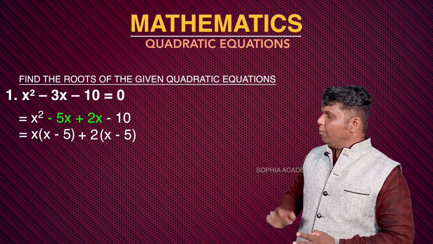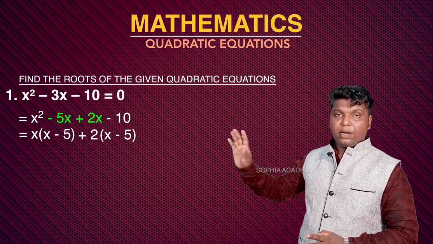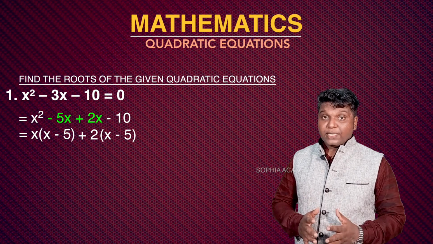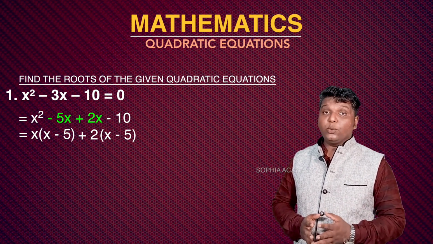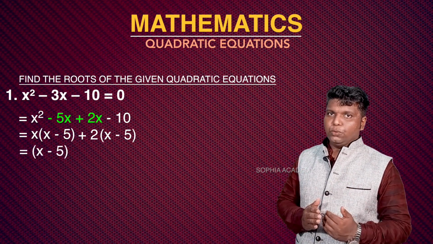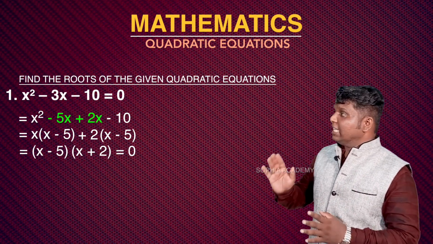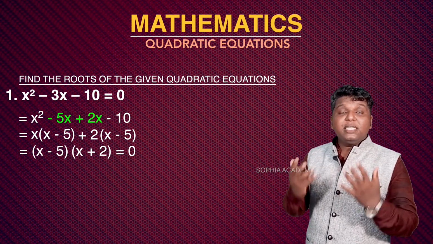Now, here you can see x minus 5 is common in both of the terms. Now let us take x minus 5 all together as the common. When you take x minus 5 outside, what will you get? x minus 5 into x plus 2 is equal to 0. Here, see, x minus 5 into x plus 2 is equal to 0.